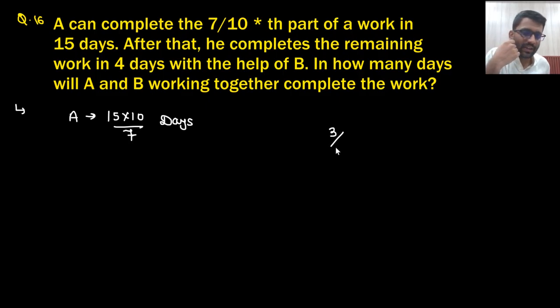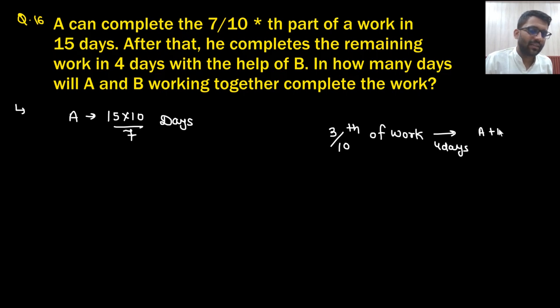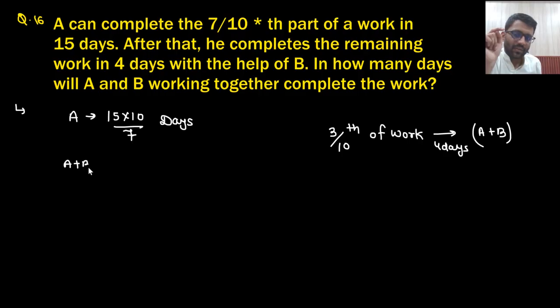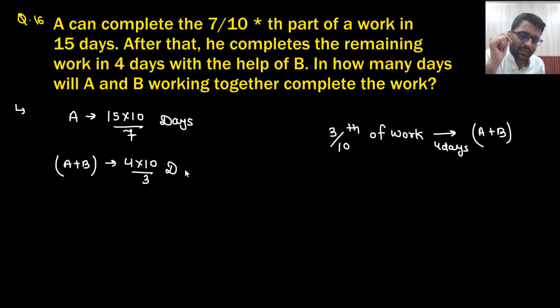The remaining work is 3 by 10th of the work, which can be done in 4 days by A plus B combined. So 3 by 10th of the work A plus B combined complete in 4 days. Look, 3 by 10th of the work in 4 days. That means the complete work will be done in 40 by 3 days. Say yes or no?